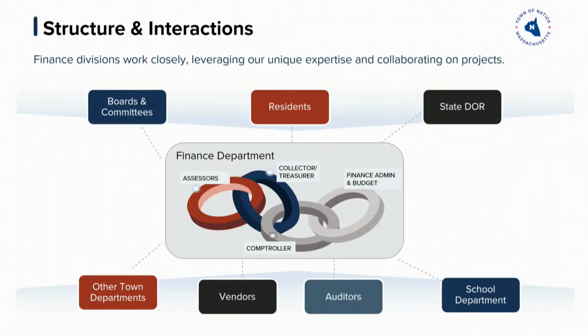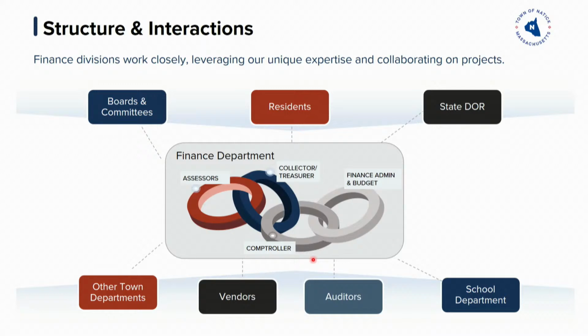So just a quick slide with regards to the structures and the interactions of the department. I like to liken us to a chain, in that each link, the finance, the assessors, the collector treasurer, the comptroller, and the finance administrator, are linked together. We all rely upon each other to make certain that we can do our own jobs, and also help out other folks with regards to providing good customer service to the residents of Natick.